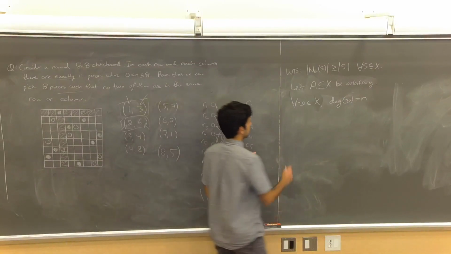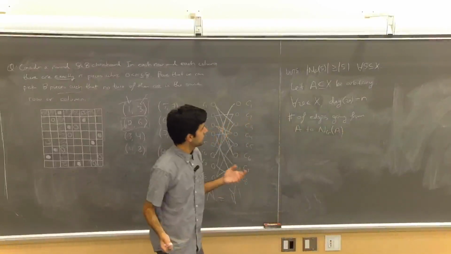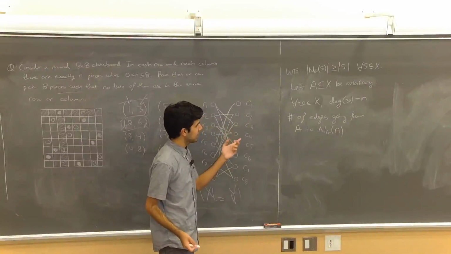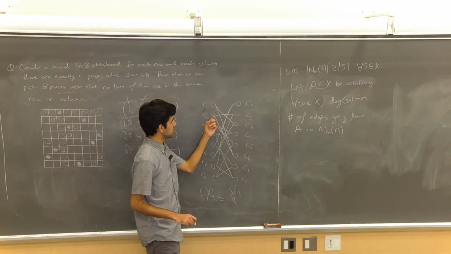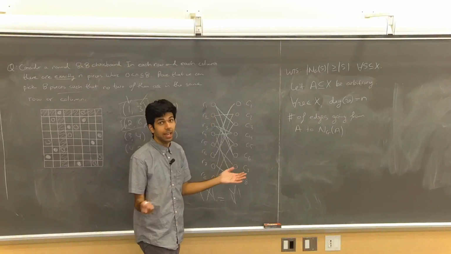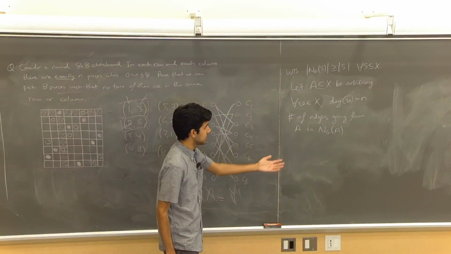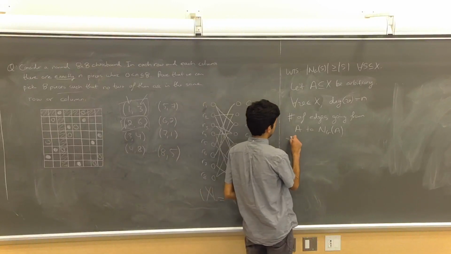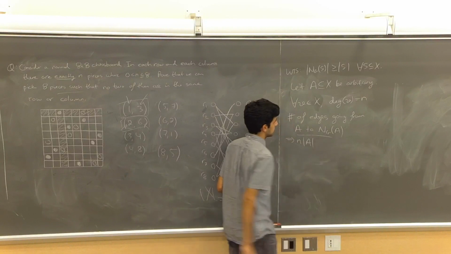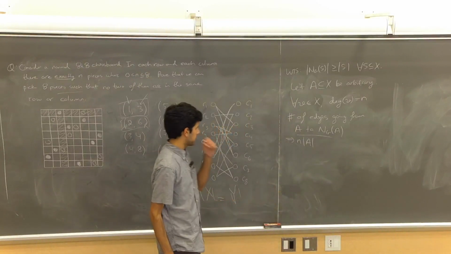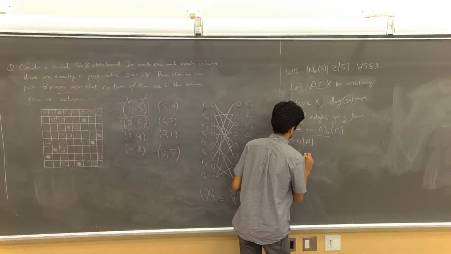Well, if we consider the amount of edges going from A to the neighbor set of A, each vertex is going to contribute n edges, and there's cardinality of A vertices. So in total, there are n times the cardinality of A edges going from A to N sub G of A. But now let's consider it from the opposite perspective.